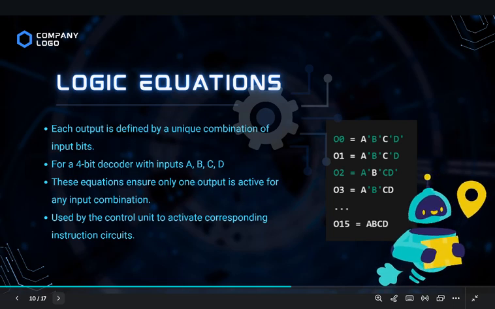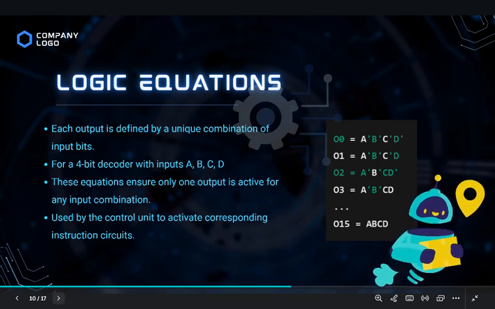This ensures that only one output line is active for any particular input combination. These Boolean expressions can be implemented using AND or NOT gates in hardware. The result is a circuit where the correct instruction line goes high depending on the binary opcode. This output is then sent to the control unit, which triggers the appropriate hardware components inside the CPU.